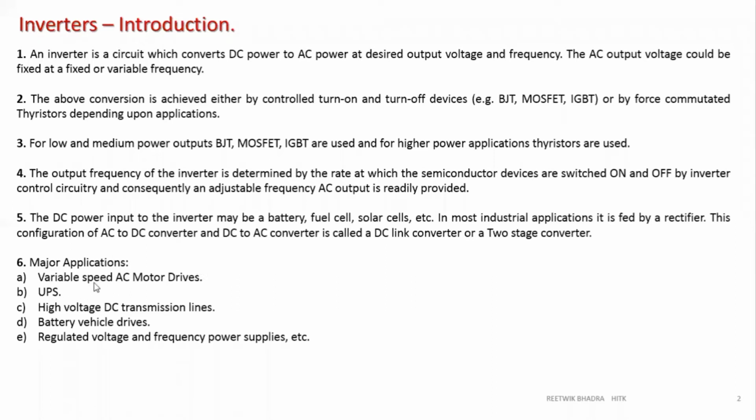What are the major applications? Variable speed AC drive. Since the output of the inverter is AC and we are studying induction motors, if we control the voltage supply to the stator of the induction motor, our torque will change and our speed will change. So the output of an inverter can be fed to an induction motor drive also.